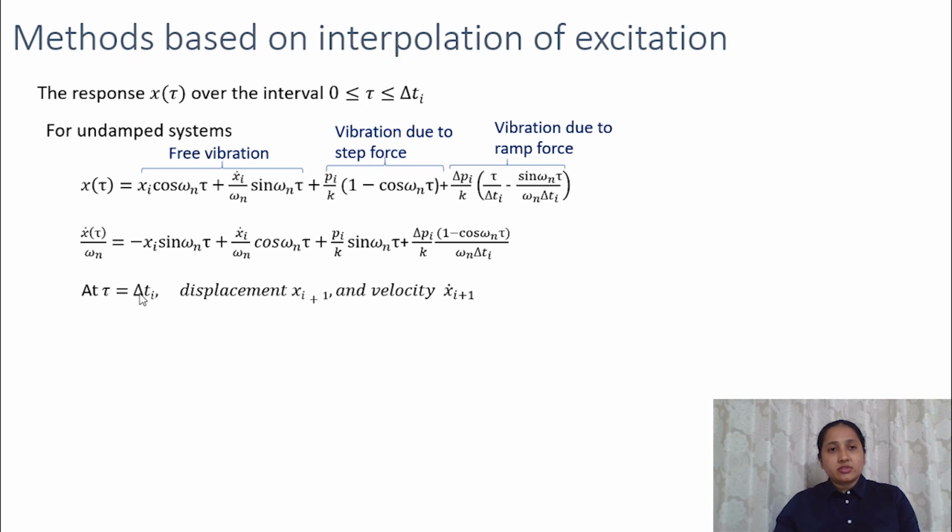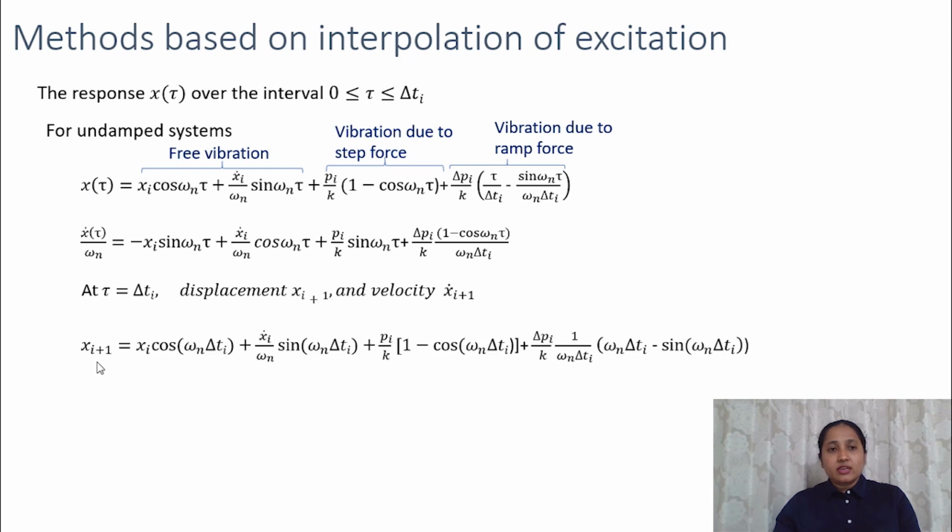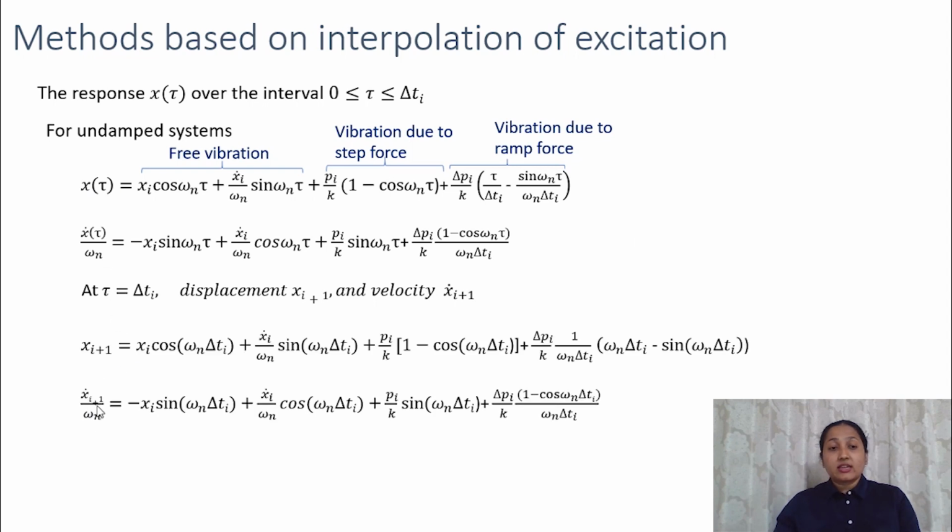So if we substitute delta Ti, that is the time step value, instead of tau, we would get the displacement and velocity at i plus 1 time instant, at Ti plus 1. So the displacement xi plus 1 and velocity x dot i plus 1 can be found out by substituting the value of the time step in these two expressions. So we get xi plus 1 and x dot i plus 1 as this. Just substitute the value of delta Ti instead of tau.